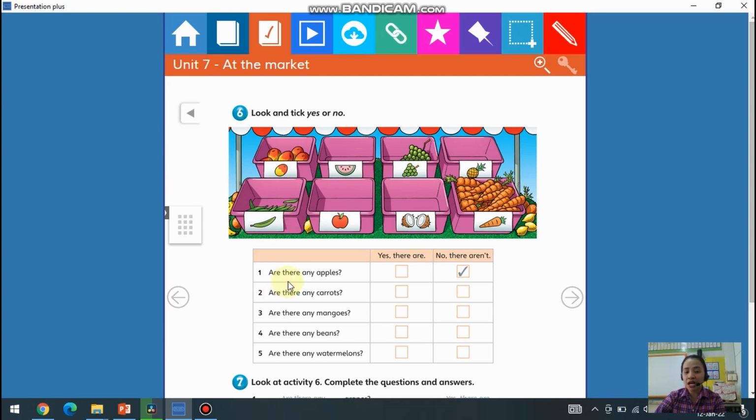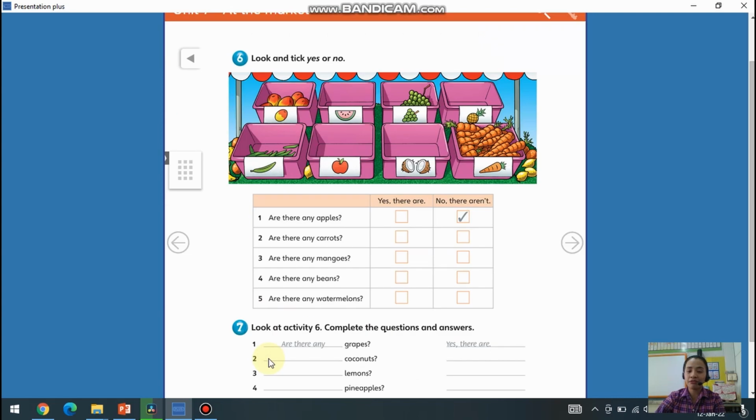So number 1, are there any apples? You need to look at the picture. There's no apple, so you will answer no, there aren't. Number 2, are there any carrots? You can answer yes, there are. So you need to look at the picture. Answer number 3, 4, and number 5.